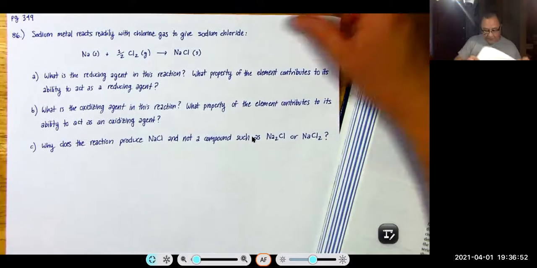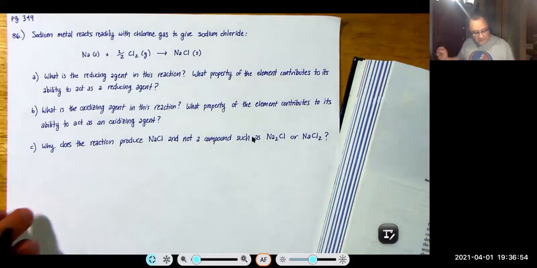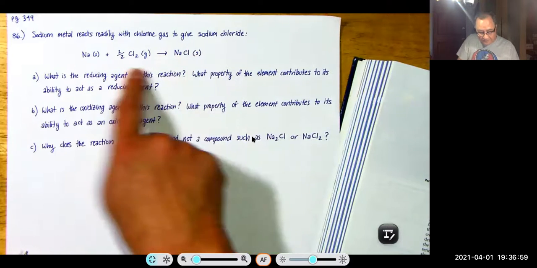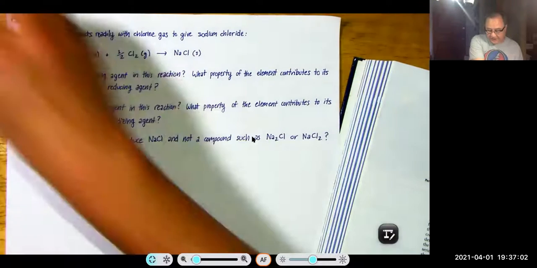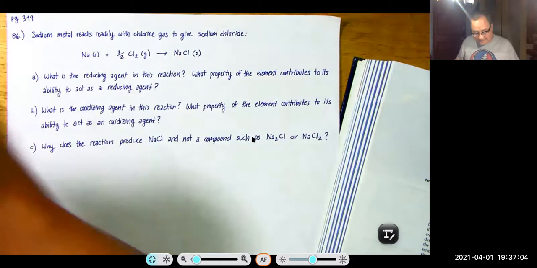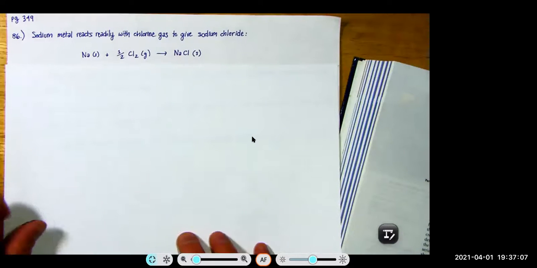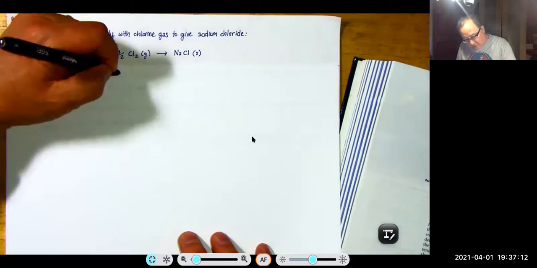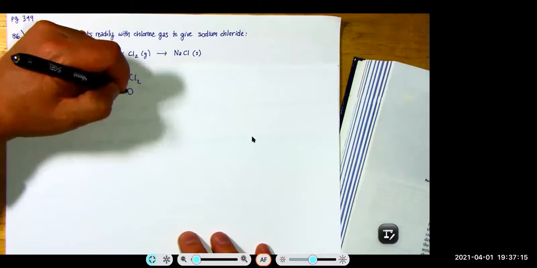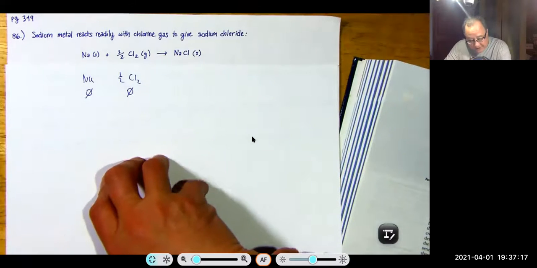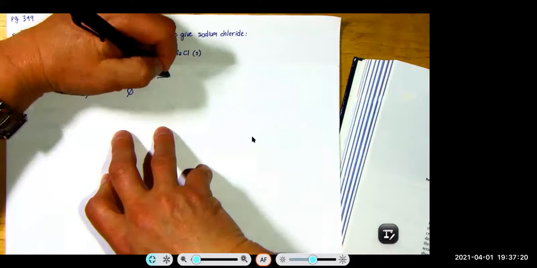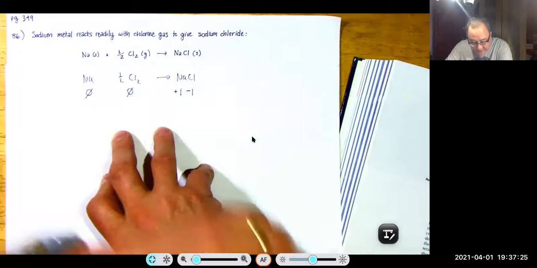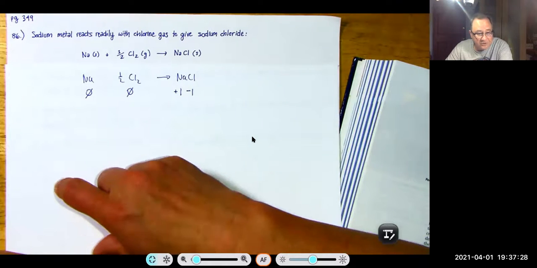So let's look at this last one. Sodium metal reacts readily with chlorine gas to give sodium chloride. What is the reducing agent in this reaction? Do you remember all of that? So to get the reducing agent, we say that sodium has a 0 oxidation number. Chlorine has a 0 oxidation number because pure elements have a 0 oxidation number. And for sodium chloride, the sodium is a +1 and the chloride is a -1 because when it's an ion, the oxidation number is equal to the charge.